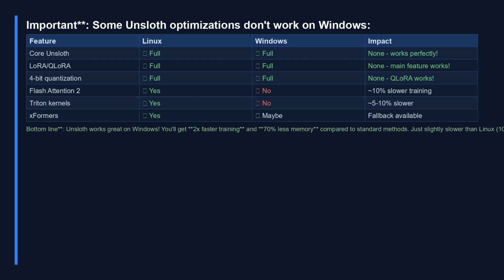Before touching a single command, here's the honest picture. Unsloth has a few Linux-only optimizations, Flash Attention 2 and Triton kernels, that simply don't compile on Windows. That costs you roughly 10 to 15% of peak speed. Everything else? Identical. LoRA, QLoRA, 4-bit quantization, all the core training machinery, fully functional on Windows. You're still looking at roughly 1.8 times faster training and 70% less memory compared. The gap between Windows and Linux is real but small. Don't let it stop you.